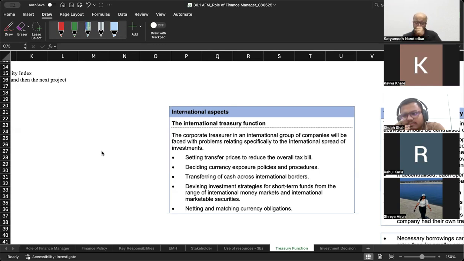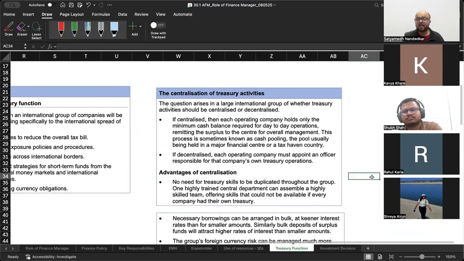Then netting and matching currency obligations. That matching principle that we saw, leading, lagging, making sure that the payments are made or receipts are generated at a time at which the exposure is, you either maximize the receipt or minimize the outflow in local currency. One question again that is very commonly asked is centralization versus decentralization of treasury activities.